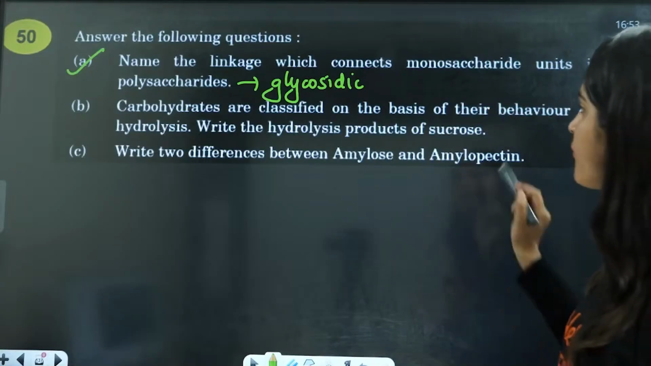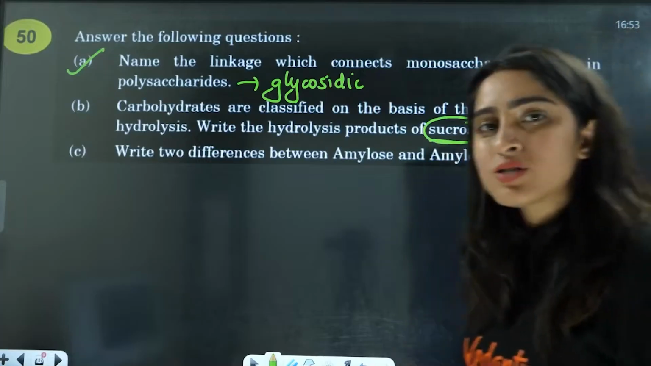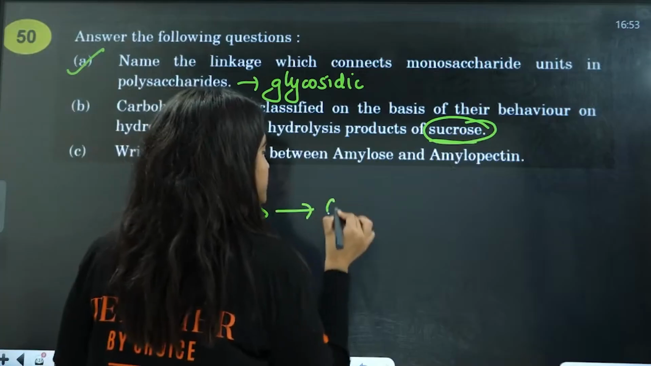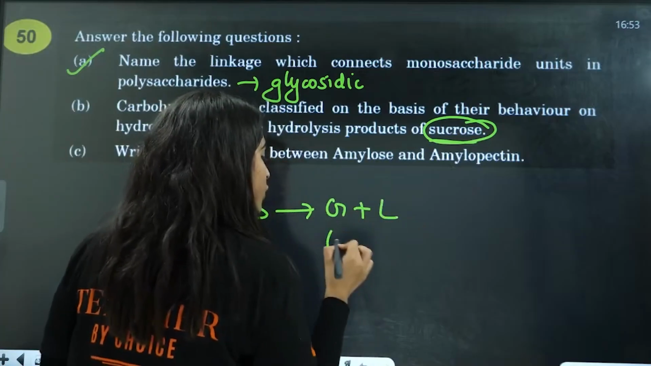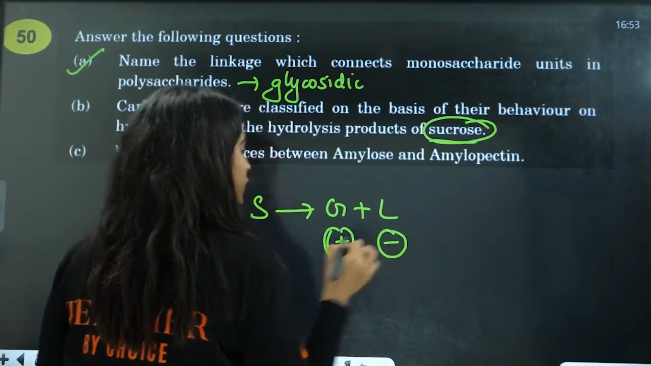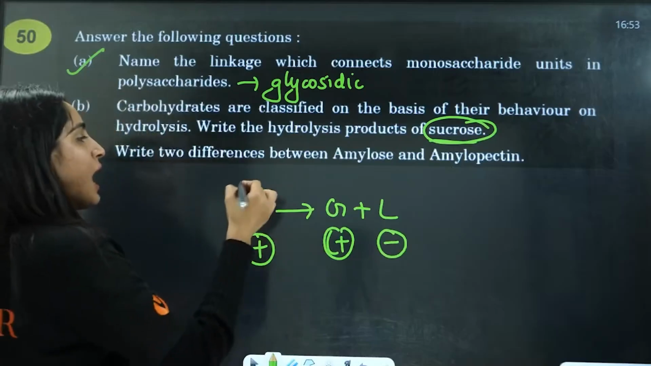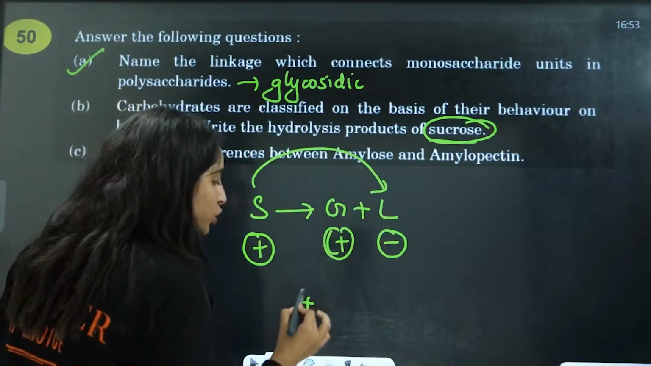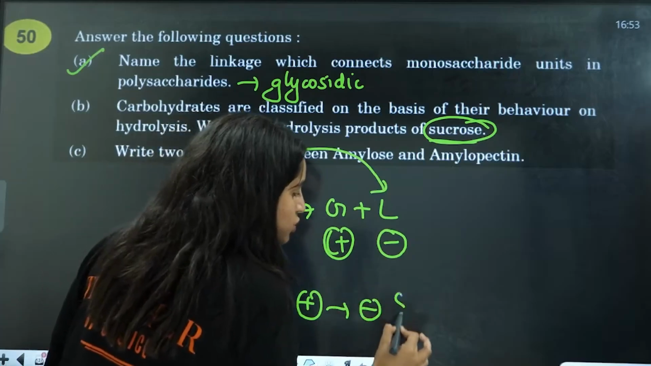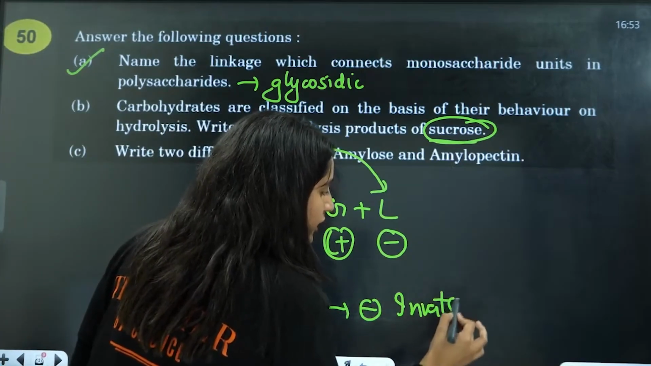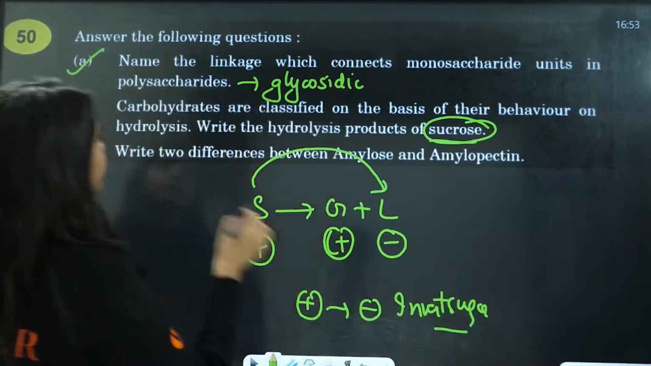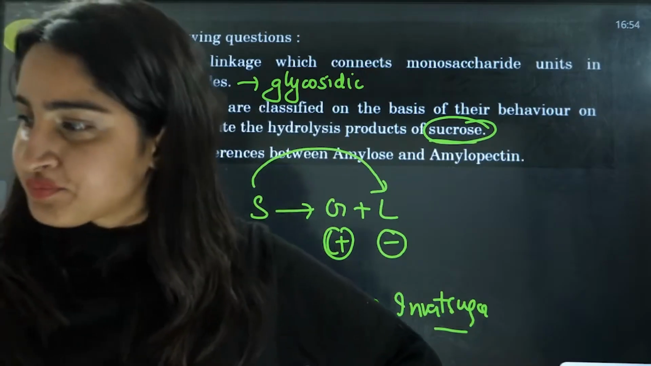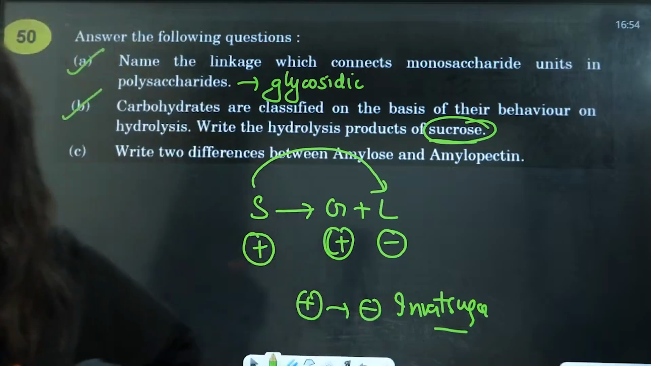Write the hydrolysis of sucrose. You need to write everything about sucrose. It gives glucose and fructose. Glucose is dextrorotatory, this is levorotatory, this is dextrorotatory. As the configuration changes from dextro to levo, that is why it is also called invert sugar. Very good.